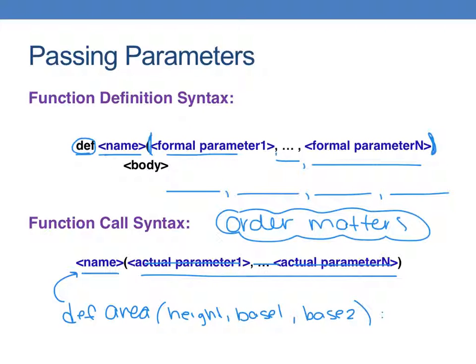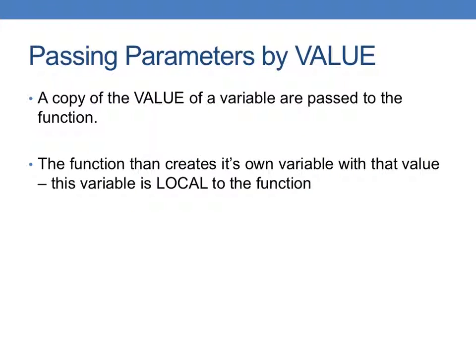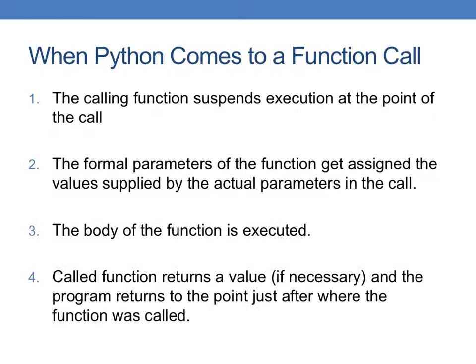You do 1, 2, 3, 4, 5, however many you need, and then when you call that function, you just list the 1, 2, 3, 4, 5, however many variable values you need, however many parameters you have, that's how many you list, and you list them in order. And then just to reiterate, a copy of the value of all the different variables is passed into the function. The function then will create its own variables with those values, and they will be local to their function.